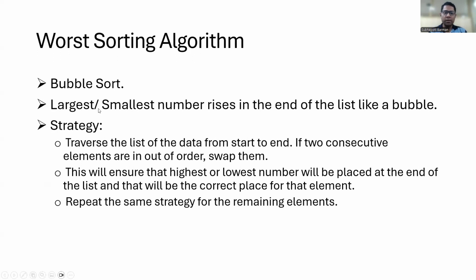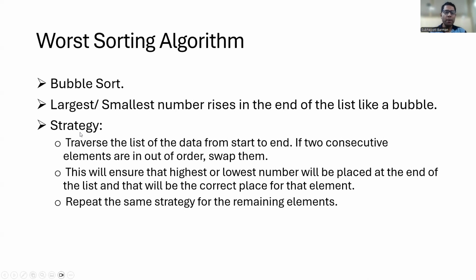Why am I mentioning largest or smallest together? Because it depends on the order in which we want to perform the sorting. If we want to sort the data in ascending order, in that case the largest element will rise to the end of the data. In case of descending order sorting, we have to place the smallest element at the end. So that's why both things are mentioned.